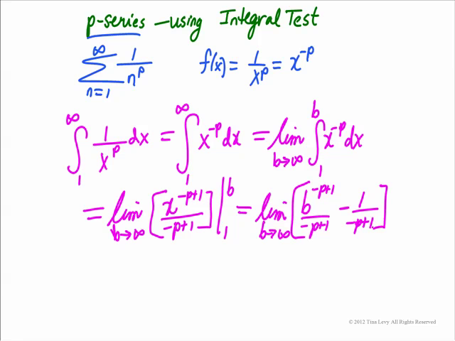And looking at this, we can see that negative p plus 1, we can't let that be 0, so certainly we're not going to be able to let p equal 1. So p cannot equal 1. Now we can see when we put in infinity, it's going to all hinge on whether the exponent, negative p plus 1, is positive, which would keep infinity on top, or negative, which would put infinity on the bottom. So we have to do these in cases.